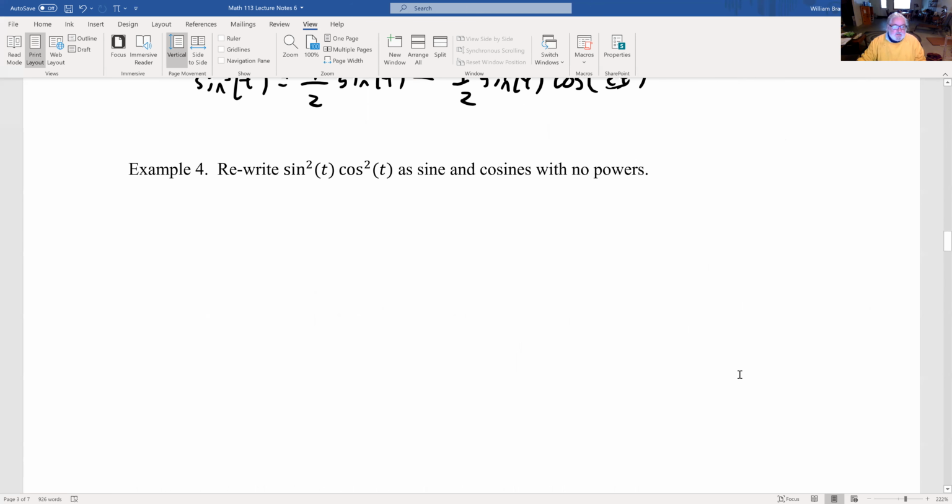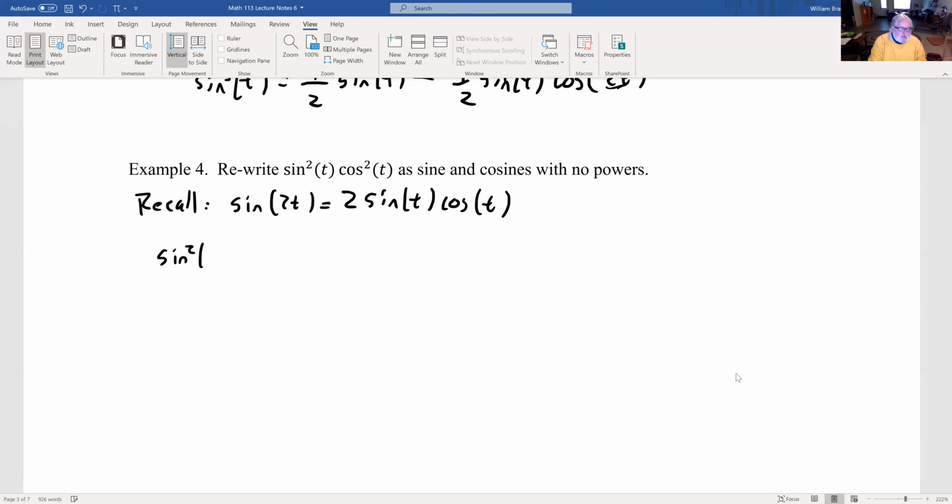What about sine squared of t times cosine squared of t? Can you rewrite that as sines and cosines with no powers? Well, one thing that we can remember, although we touched on it very briefly, so I'm actually pretty sure you don't remember it, but one of the formulas we had above was that sine 2t equals 2 sine of t cosine t. So hopefully you've written that down, and so that'll help you remember it. So the thing that we've got, the sine squared t times cosine squared t, that's this thing, is equal to sine 2t over 2.